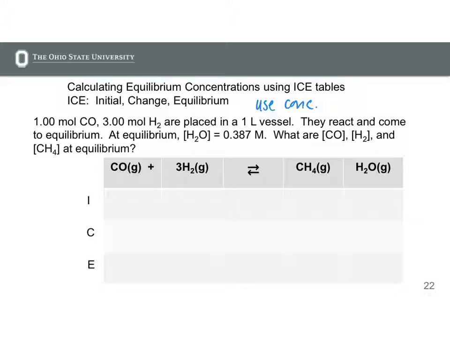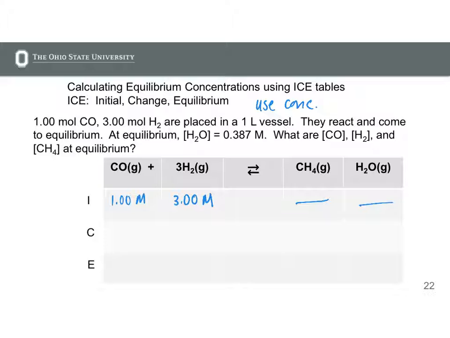So we have 1 mole in a 1 liter vessel for our CO. So that is 1 mole per liter for our initial concentration. For hydrogen, it's 3 moles in a 1 liter vessel, so it's 3 moles per liter. We are not starting with any products, so there's no methane, there's no water in the gas phase. I just put a line.